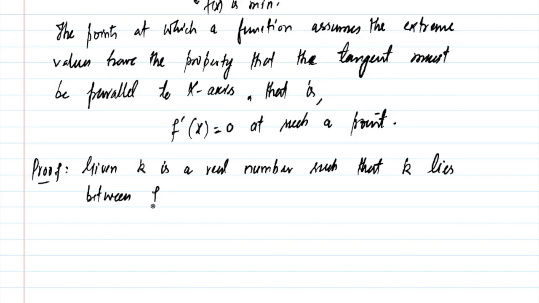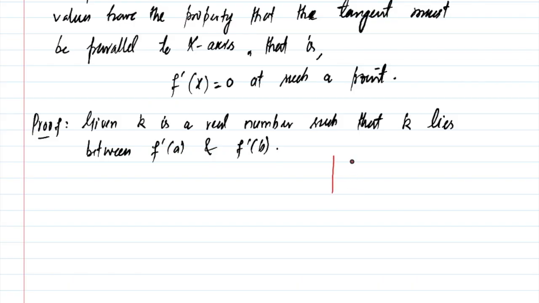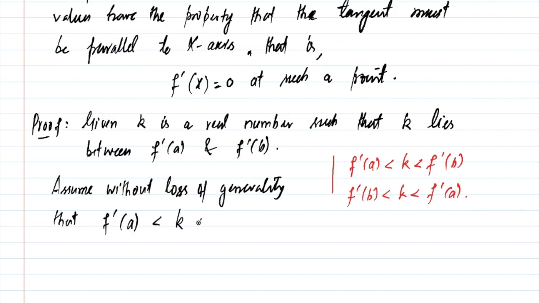f dash of a and f dash of b. Now here we have two possibilities. One possibility is that f dash of a is less than k is less than f dash of b. The other possibility is f dash of b is less than k is less than f dash of a. The proof for both possibilities will be similar. So we assume, without loss of generality, that f dash of a is less than k is less than f dash of b.